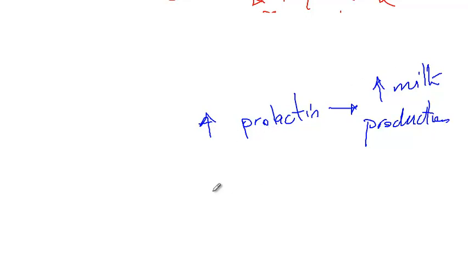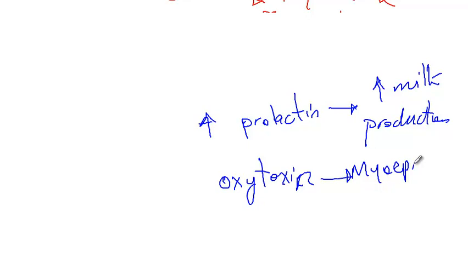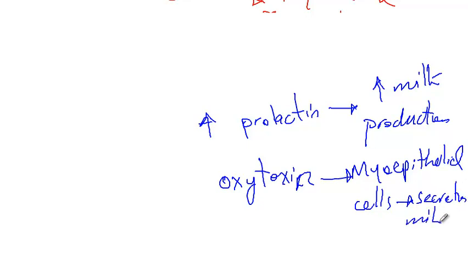So now there will be increased milk production by prolactin, and then at the same time there would be secretion of oxytocin via the nipple stimulation, that will stimulate contraction of the myoepithelial cells that I just discussed with you to enhance secretion of milk.